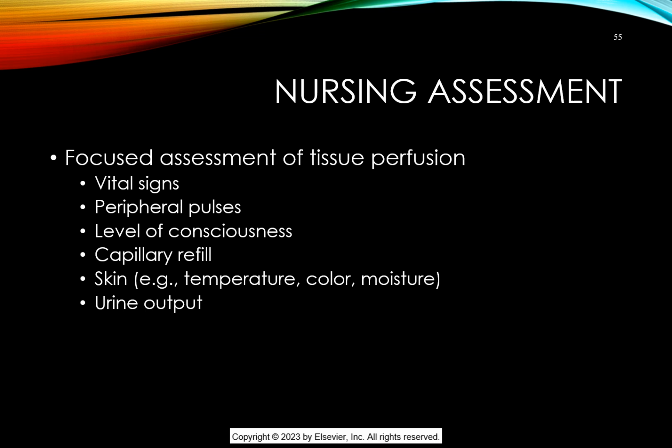So we did our ABCs, tissue perfusion, and we kind of go down the list of most important to least important. So we're going to obviously be keeping an eye on our vital signs, peripheral pulses, level of consciousness, cap refill, skin, urine output, all that stuff that we've been talking about.